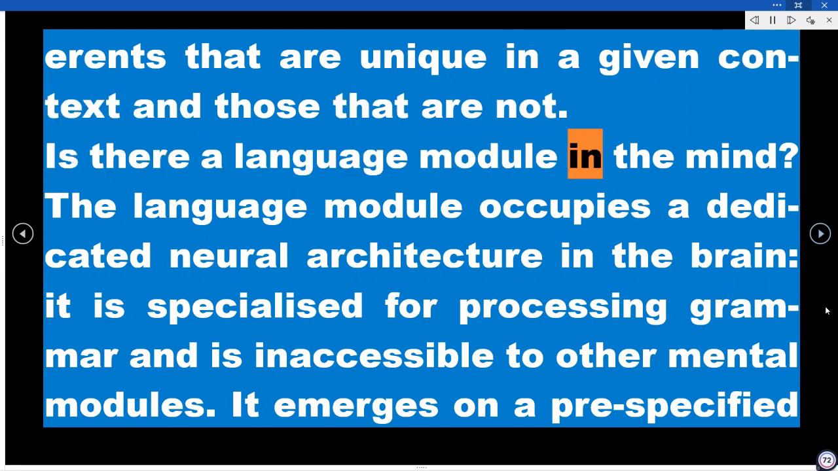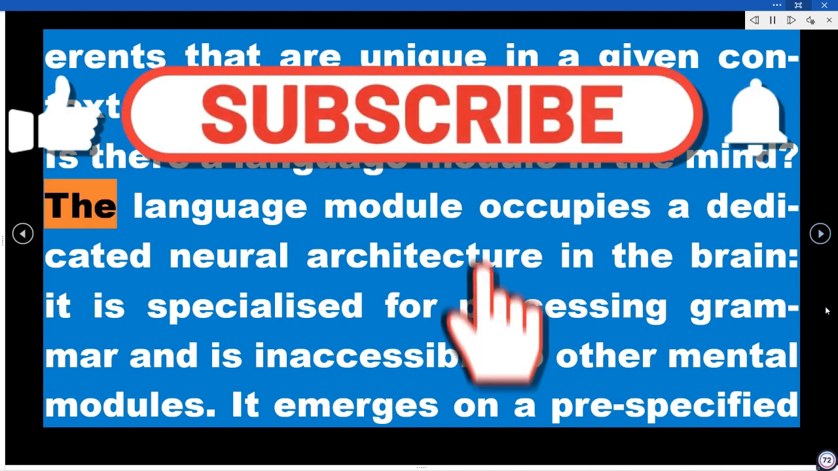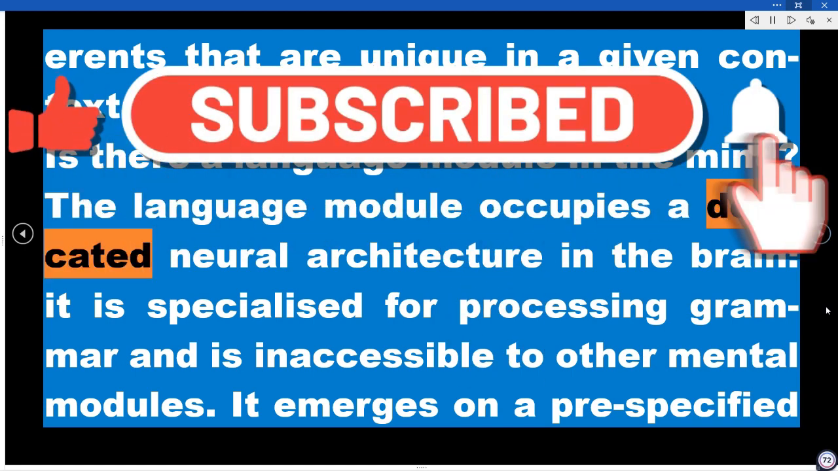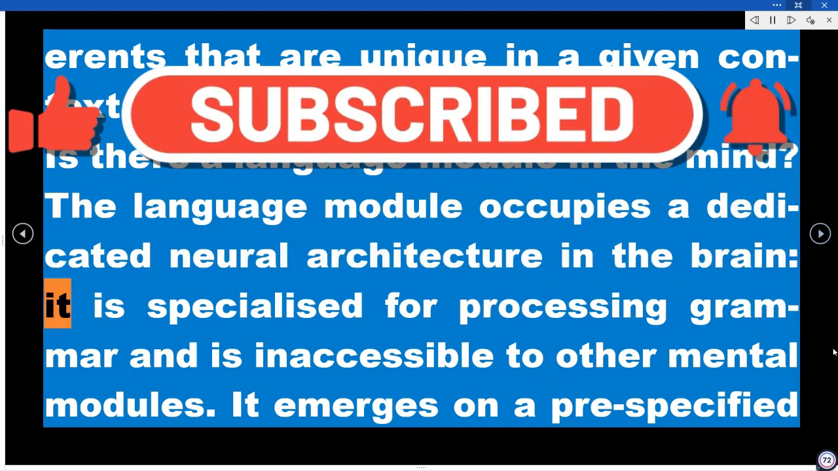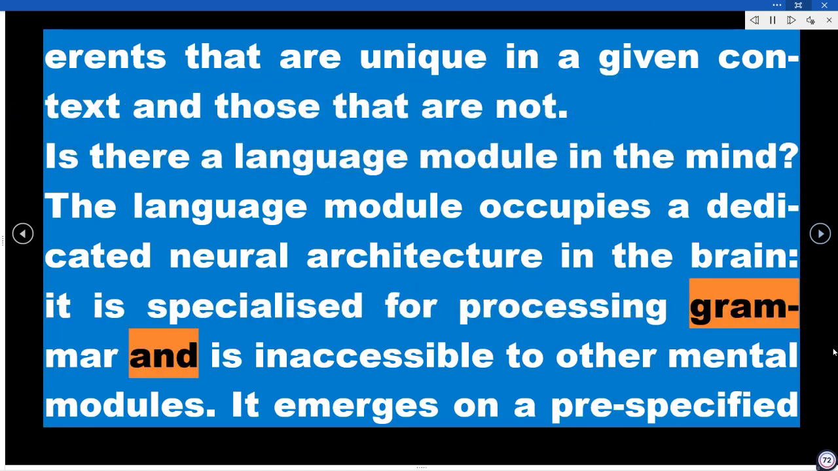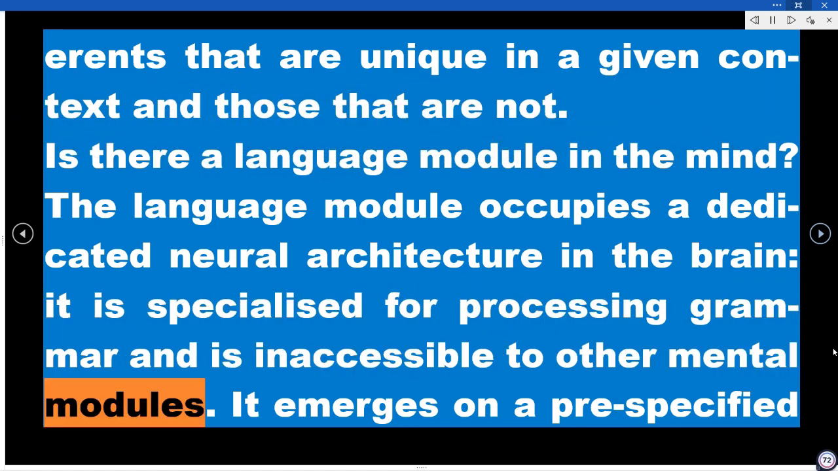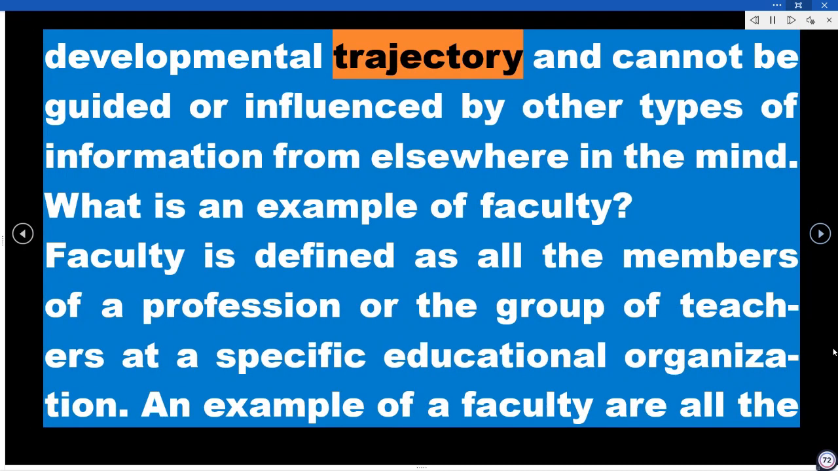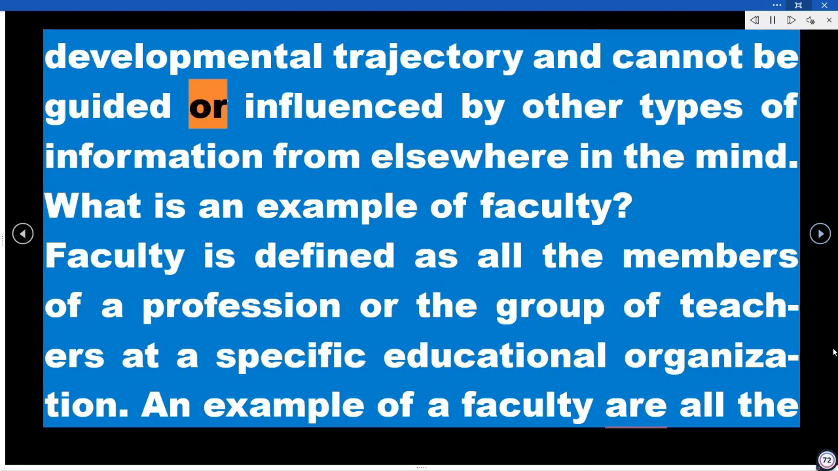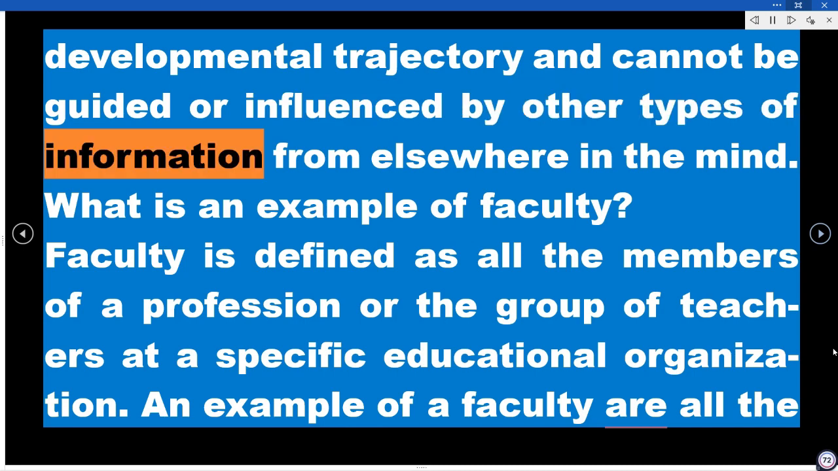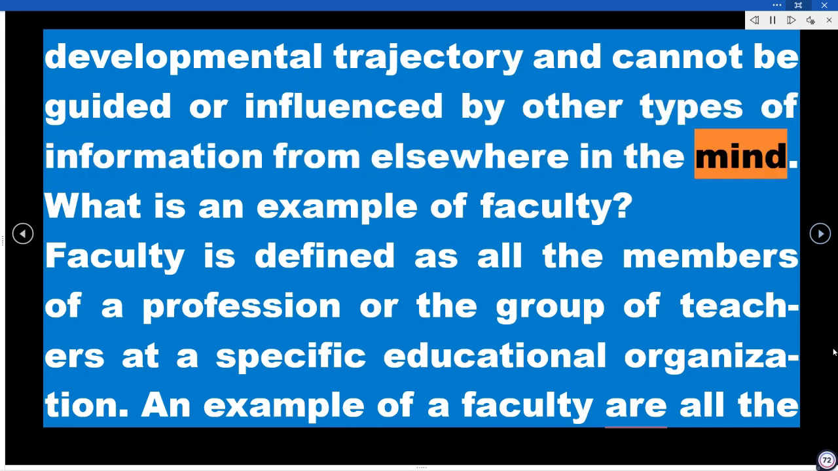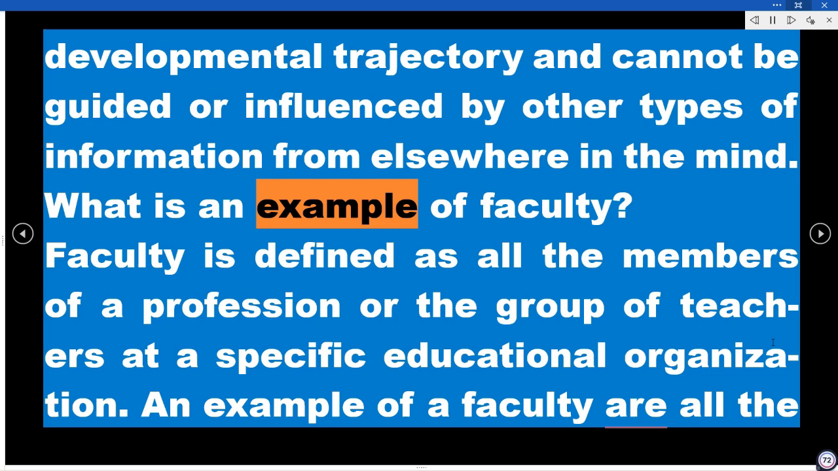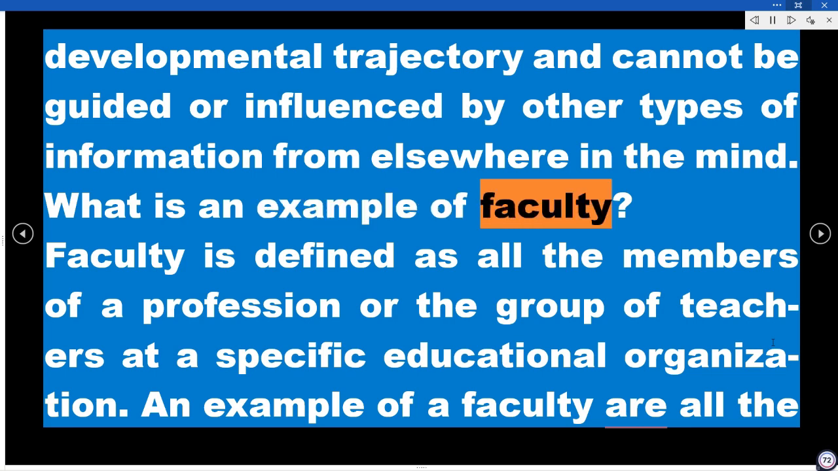Is there a language module in the mind? The language module occupies a dedicated neural architecture in the brain. It is specialized for processing grammar and is inaccessible to other mental modules. It emerges on a pre-specified developmental trajectory and cannot be guided or influenced by other types of information from elsewhere in the mind.